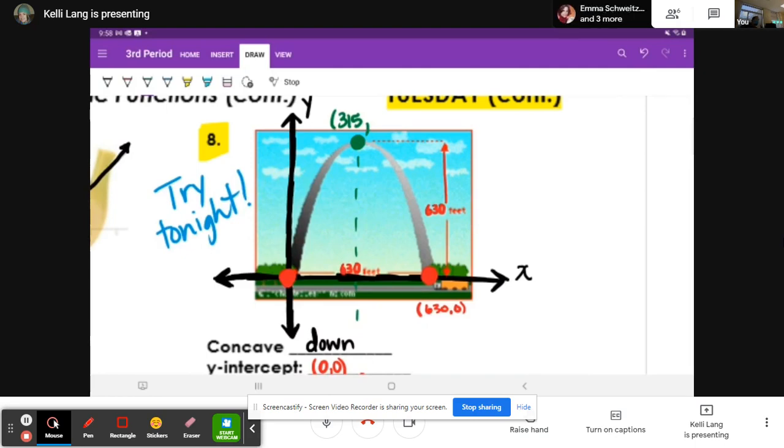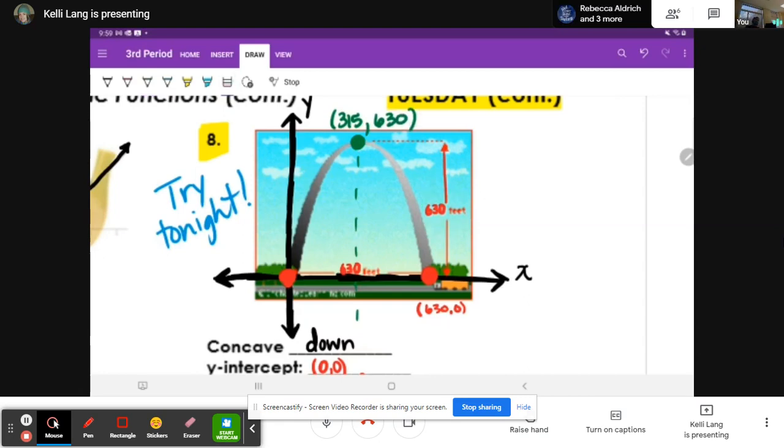Okay, so the y value would be how high it is. So we went right 315 and then up how many feet? And it's represented in the picture somewhere. It's 630 feet. So this height is given to us. Our parabola is 630 feet tall. So the y value of this vertex would be 630 feet.